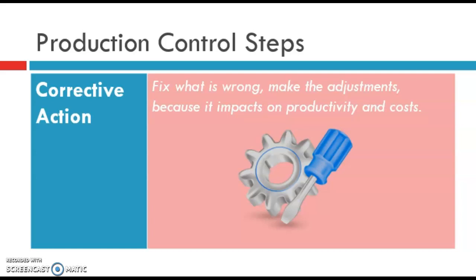So just remember, production control steps, we're looking at things like dispatching, when everything goes out, checking that it's right. Following up, checking, is everything going according to plan? Inspection, it happens at pre, during, and post. And lastly, corrective actions. If something is wrong, stop and fix it. And that is the end of production control.